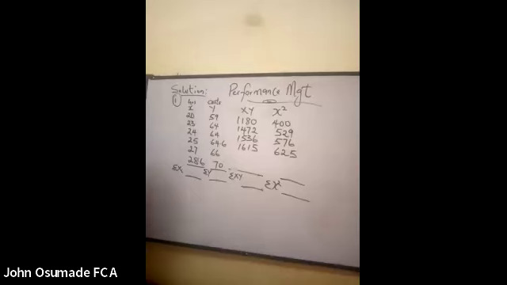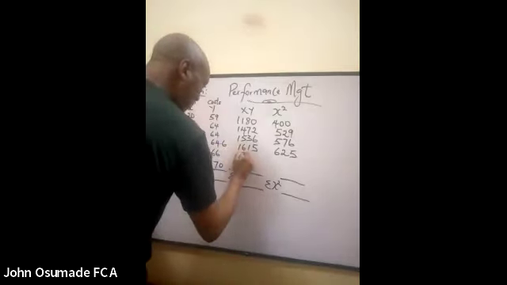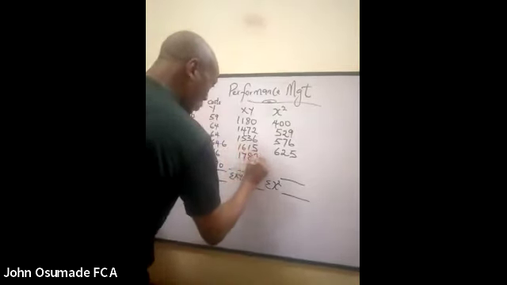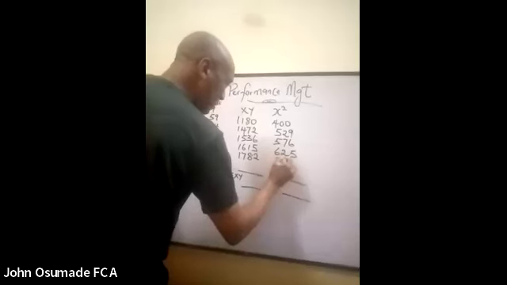27 times 66, that's XY, 1782. 27 squared, 729.